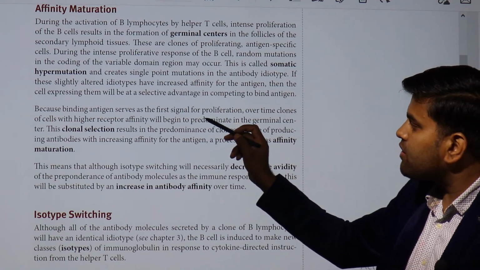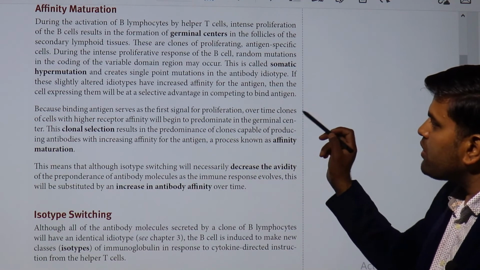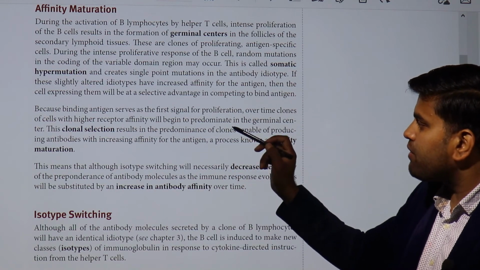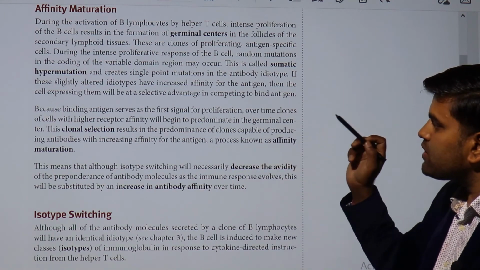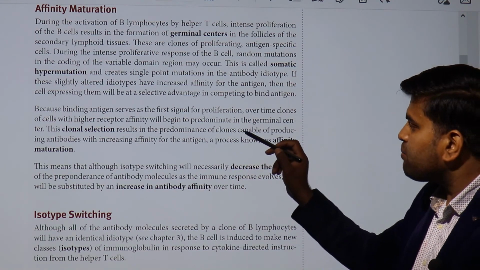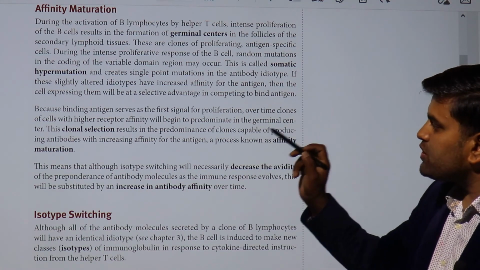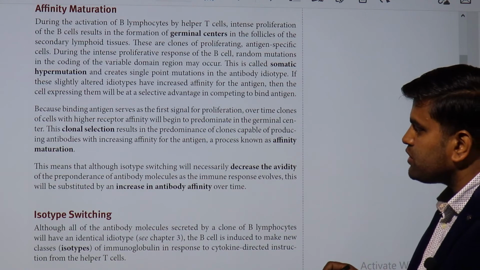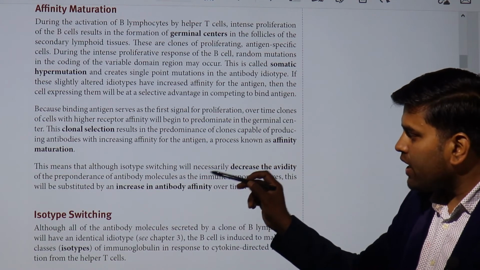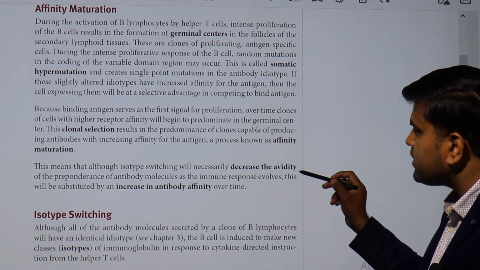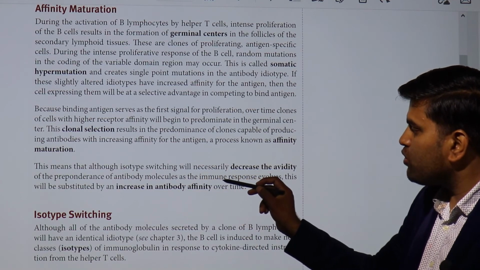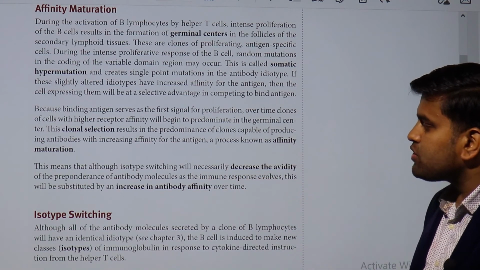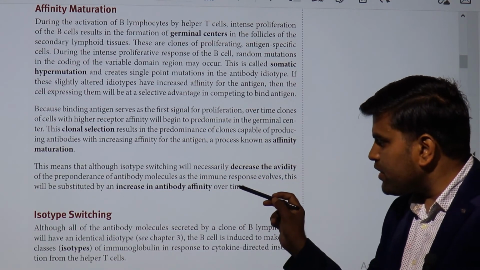Because binding antigen serves as the first signal for proliferation, over time the clones of cells with higher receptor affinity will begin to predominate in the germinal center. This clonal selection results in the predominance of clones capable of producing antibody with increased affinity to the antigen, a process known as affinity maturation. And this means that although isotype switching will necessarily decrease the avidity of the predominant antibody molecule as the immune response evolves, this will be substituted by increasing antibody affinity over time.